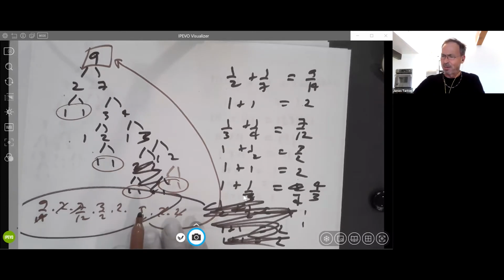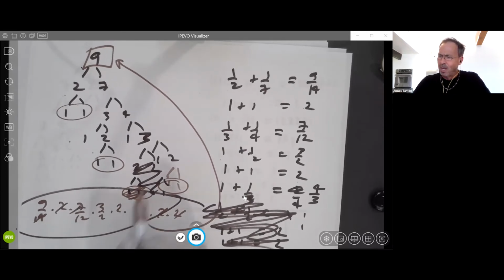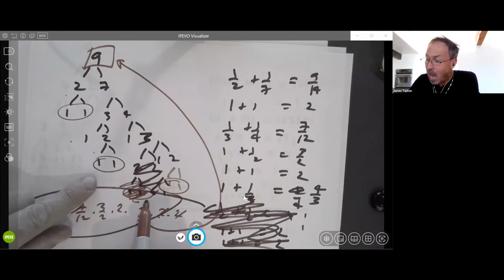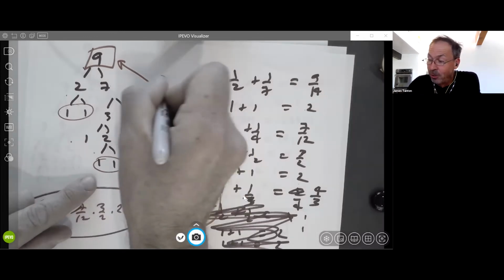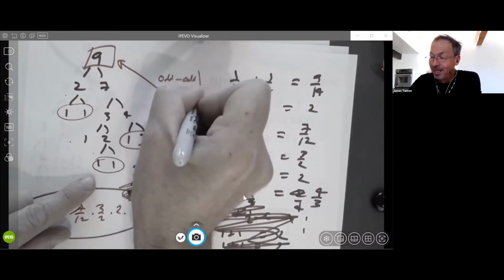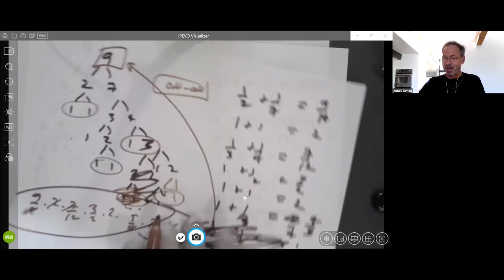That's 4 1, 1 pairs. So I don't trust it. I don't think it's a real one. Oh, it doesn't have 4 1, 1 pairs. I'm wrong. But it has 4 odd pairs. It actually has 4 odd pairs.